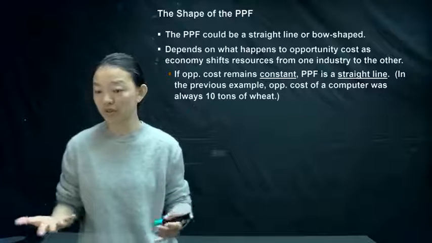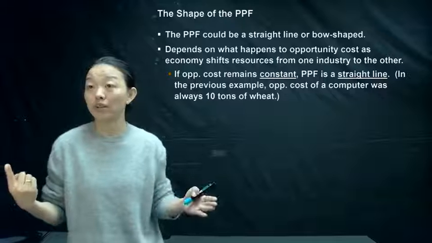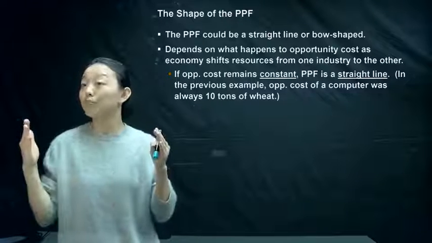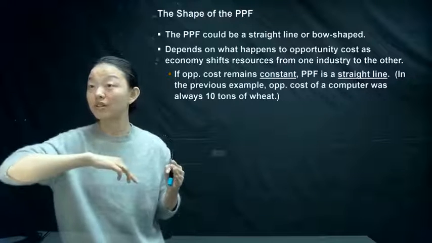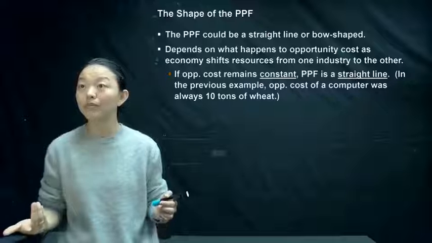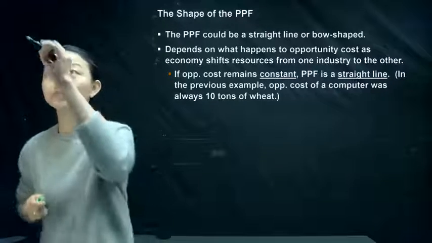Okay, so for example, as we just computed, the opportunity cost of one computer is always 10 tons of wheat. So we notice the slope will be constant. Therefore, it's a straight line. However, if it's bow shaped, what will happen? Let me just draw a graph for you.